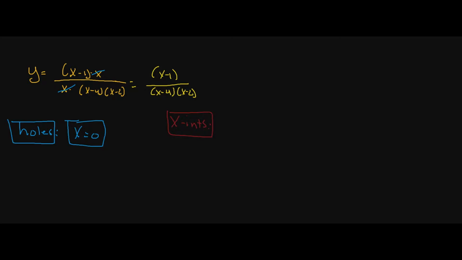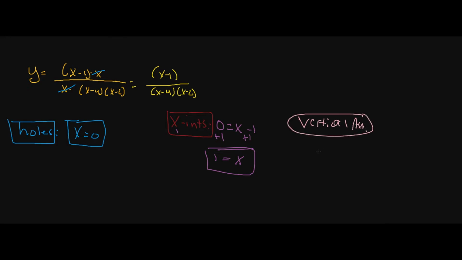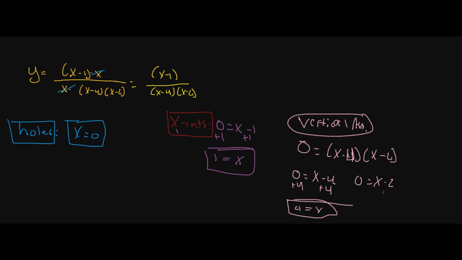Now that I have that taken care of, let's find my x-intercepts, which is just setting the numerator equal to 0 and solving for it. And we get x is equal to 1. Now we want to find our vertical asymptotes. We set the denominator equal to 0, and we get x minus 4, x minus 2, and we set these equal to 0. We add 4 to both sides, x is equal to 4. And we add 2 to both sides, and we get that x is equal to 2.